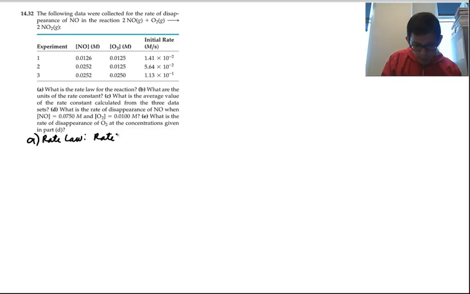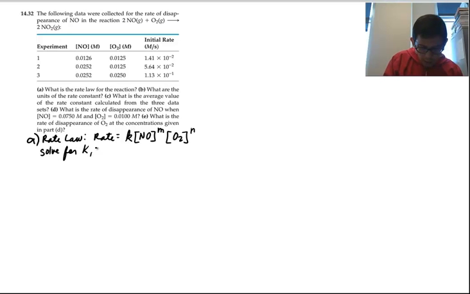Rate is equal to k times the concentration of the first reactant, NO, raised to its order, m, times the concentration of the second reactant, raised to its order, n. So we need to solve for k, m, n. Okay, so the first thing we do is we use the three experiments, the three runs, to set up three equations. So let's analyze run 1.